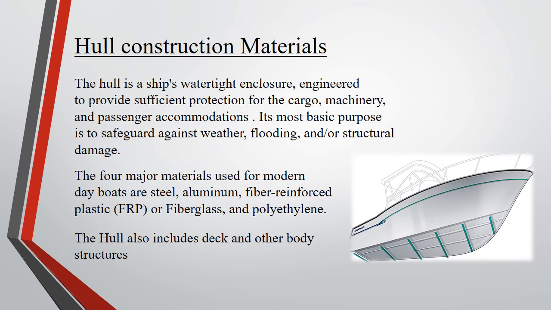First up, we have the hull construction material. The hull is a ship's watertight enclosure engineered to provide sufficient protection for the cargo, machinery, and passenger accommodation. Its basic purpose is to safeguard the components inside the hull from weather, flooding, and structural damage. The four major materials used for modern day boats are steel, aluminum, FRP or fiberglass, and polyethylene.